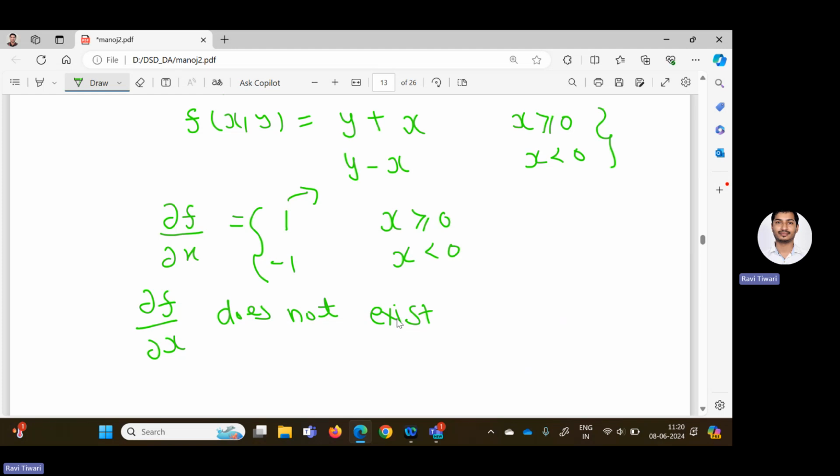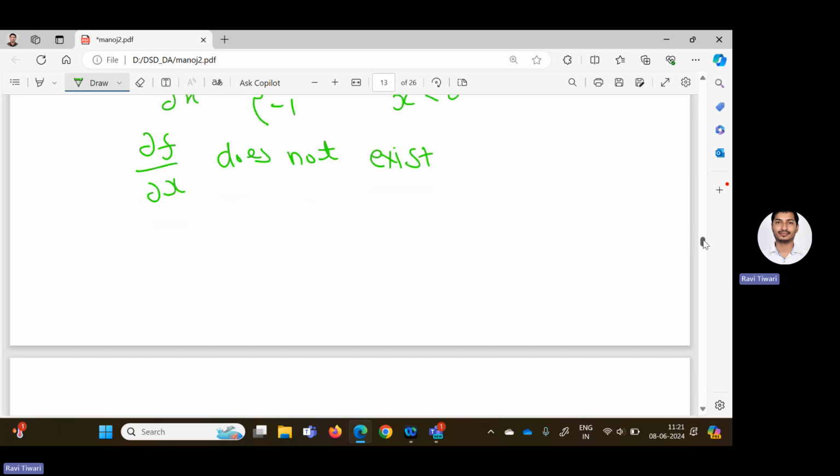So we got the idea that continuity does not imply partial derivative, because this function was continuous and the partial derivative does not exist. What if the function is discontinuous, then what can we say? Then again there is no connection. I will give one example. If a function is discontinuous, then what can you say about its partial derivative?